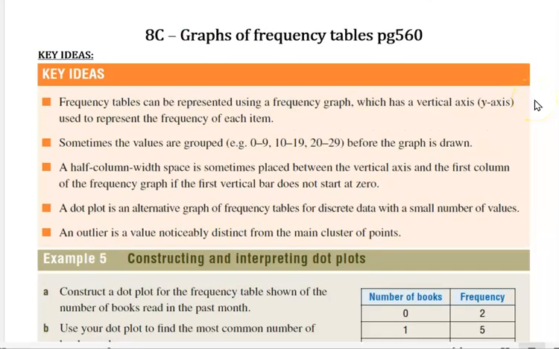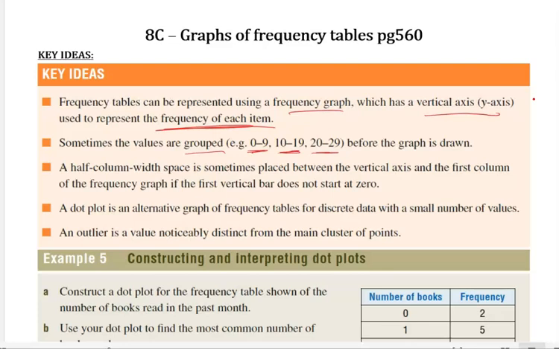Okay, frequency tables can be shown as graphs, which is a lot more useful a lot of times, which I just said. And so the vertical axis represents the frequency, or how often something happens. Sometimes the values are grouped. So we might have a range from 0 to 9, and then the next group, then the next group. Probably shouldn't use the word range because that means something different, of course, than our measures of center, measures of spread, but you know what I mean.